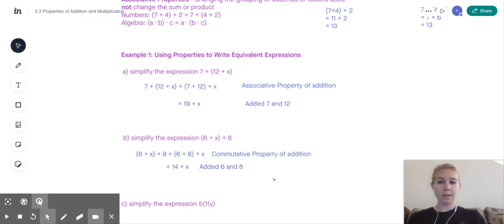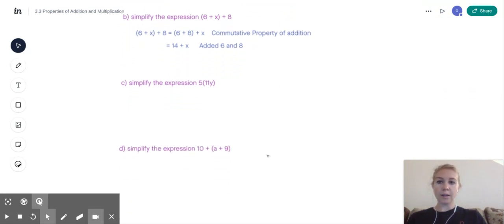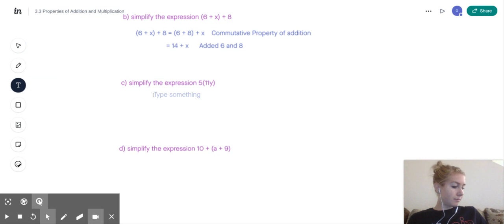Okay. So now you saw how to use the associative and the commutative properties. I encourage you to pause the video and see if you can simplify 5(11y) and simplify 10 + (a + 9). Pause the video, see if you can do that. Okay, let's look at 5(11y).